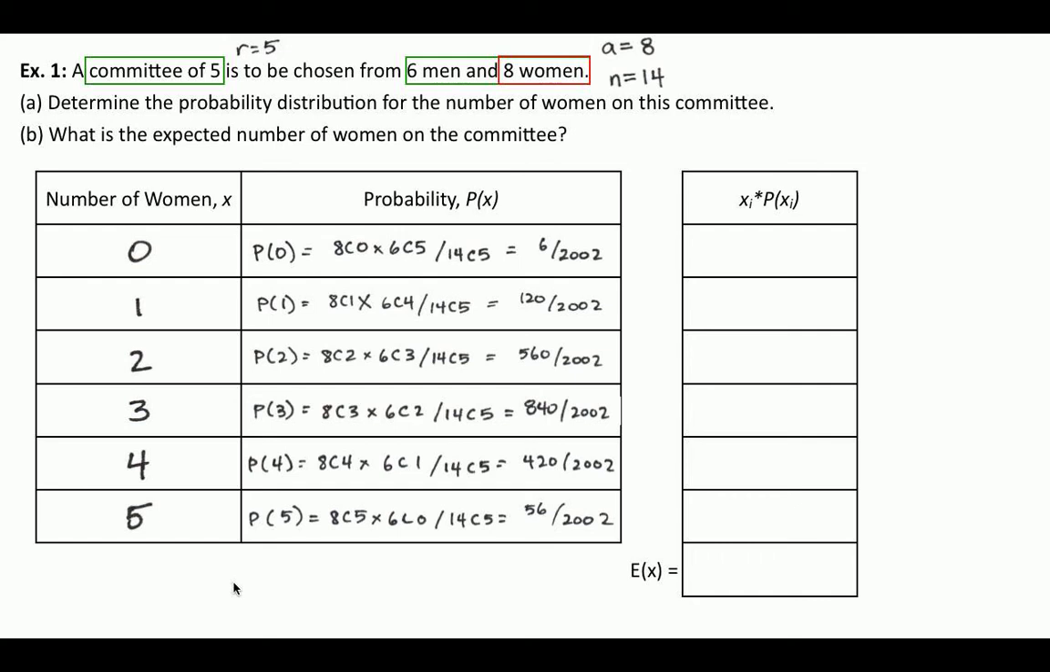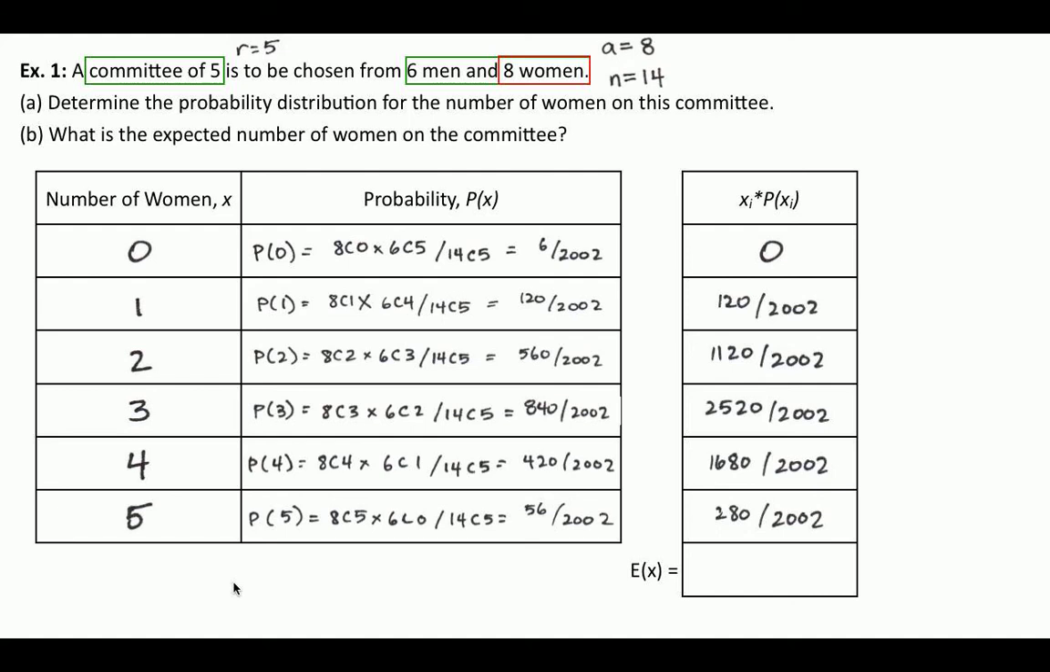Like if you were to do this totally random forever, average it out, how many women would you expect to find on a committee of 5 under these circumstances? So we're going to do 0 times 6 over 2002, and then 1 times 120 over 2002, and then 2 times 5, 6, and so on and so on. And notice again, you could be reducing these, but we chose not to reduce the probabilities because now they're easier to use, and it's easier to add them up.